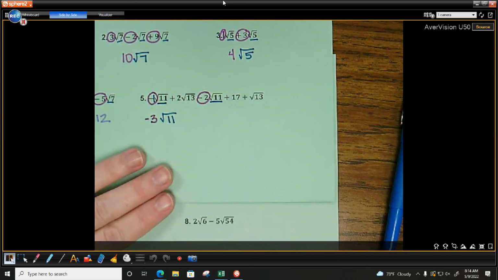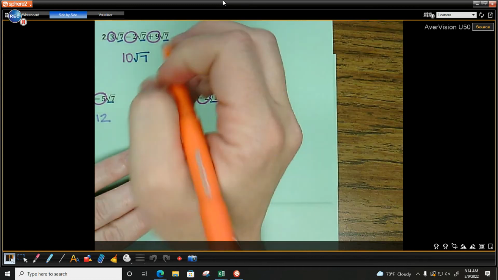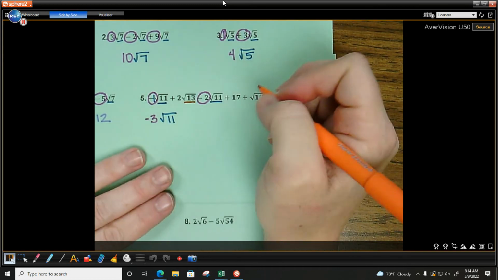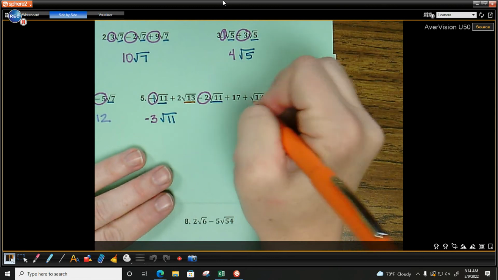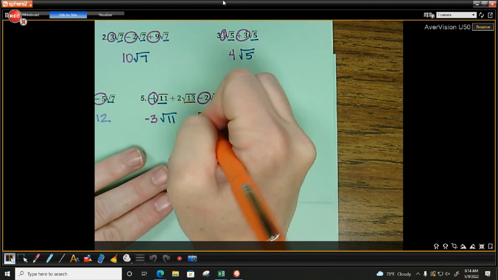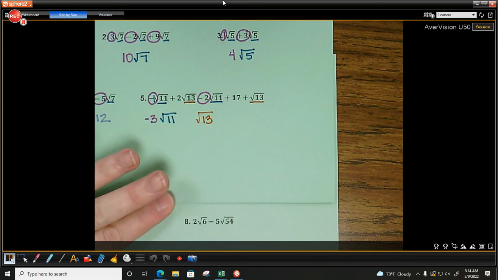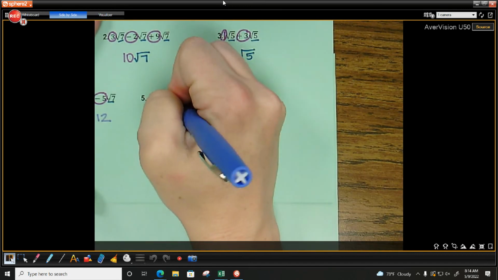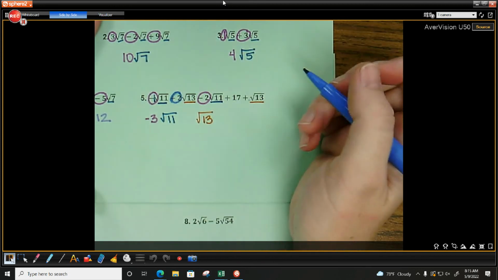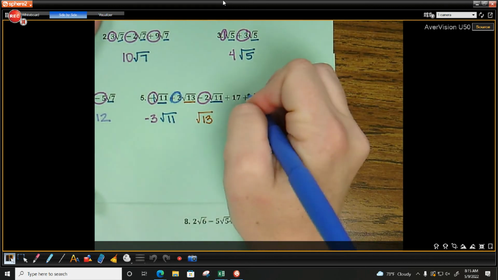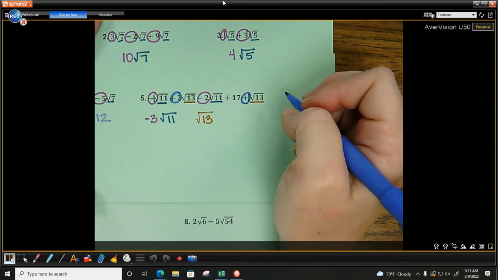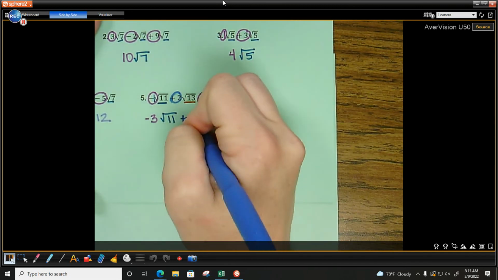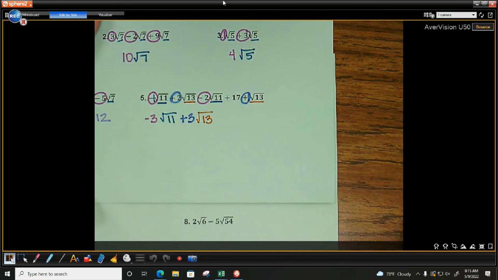Then I have a square root of 13. Is there another square root of 13? Yes. Square root of 13. What am I going to do with my coefficients? Add them. Positive 2. This one doesn't have a coefficient, so I'm going to put a 1. So what's positive 2 plus 1? Positive 3. There you go. And then last but not least, your plus 17.